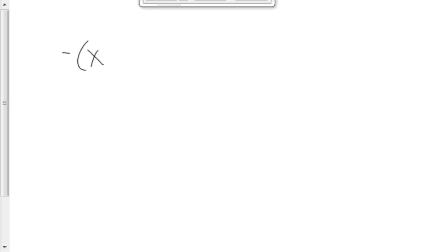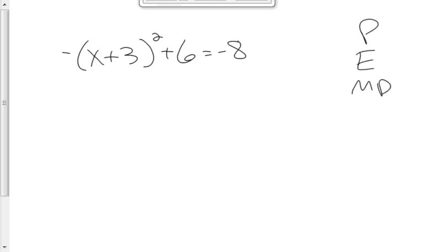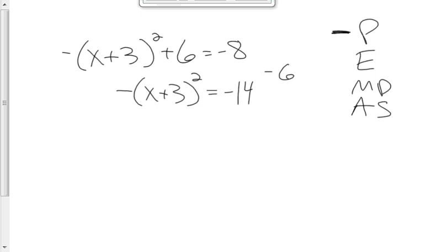So if we have negative (x plus 3) squared plus 6 equals negative 8. Parentheses, exponents, multiplication, division, addition, subtraction. So first we're looking for addition and subtraction. And we are not looking at the plus 3 because that is inside of the parentheses. We can't go into the parentheses until we've gotten rid of everything else. So we don't deal with that plus 3 yet. That's in the parentheses. So it's the 6 that we get rid of first. So first we'll subtract 6, which will simplify to negative (x plus 3) squared equals negative 14.